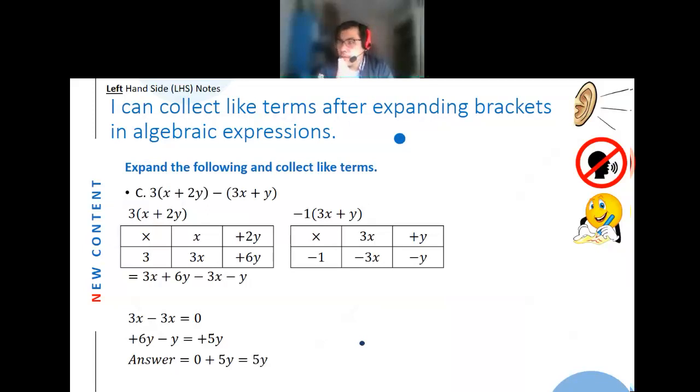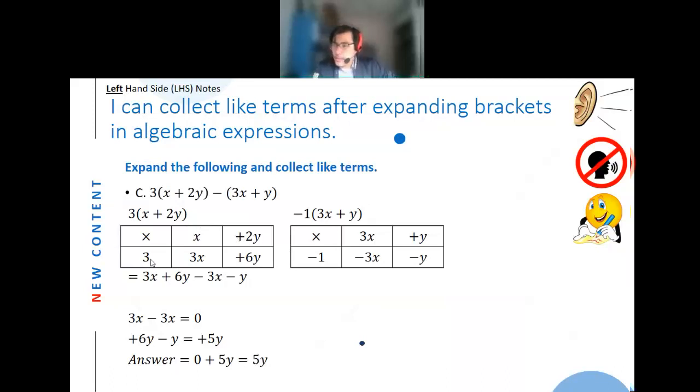So the way that we would do it here is that we are going to break this expression up into two parts. Because we've got two brackets, we're going to deal with them one at a time. So I'm going to deal with the first brackets. We've got 3 brackets, x plus 2y, close brackets. So the 3 on the outside, I'll put it in here. Then on the inside, we've got the x, and then plus 2y goes there.